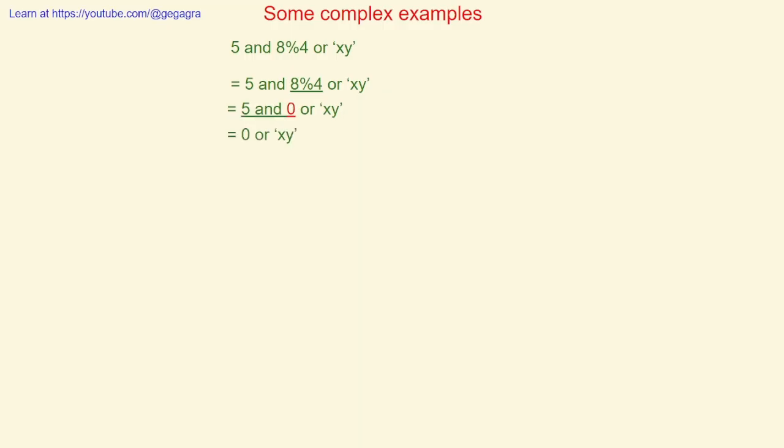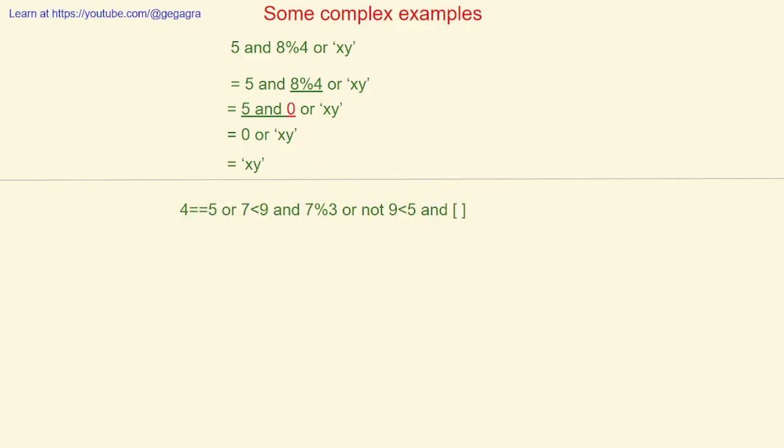And 0, so the outcome is 0 or 'xy'. Here, since these entities are combined with the logical operator OR, we'll have to find the first true value. If not, then it will return the last value. So over here, the first true value is not there, and that is why it will return the last value. So the output will be 'xy', which is a string.